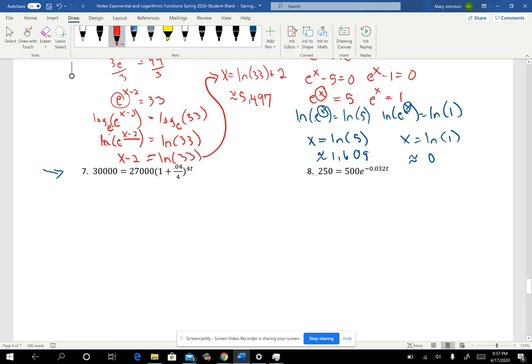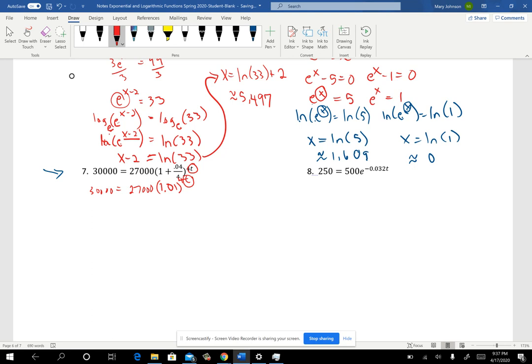All right. So our goal on this one is to try to get the t, that's the variable in the problem, by itself. So we've got a whole lot of work we're going to do to get there. One of the things I'm going to do is clean up the inside here. 0.04 divided by 4 is 0.01. So I really have 1.01 inside there, with this 27,000, and that's to the 4t power. So I'm working on getting the t by itself.